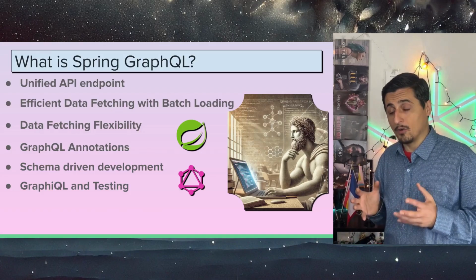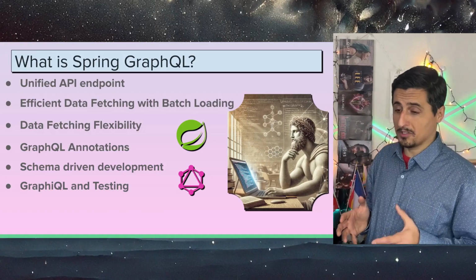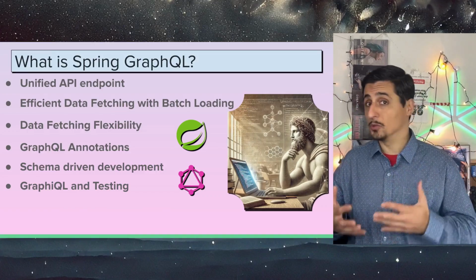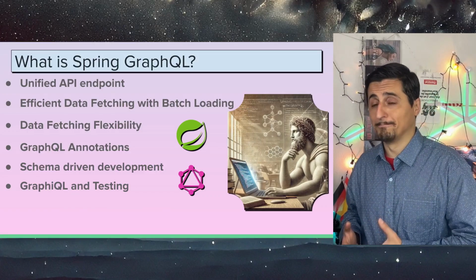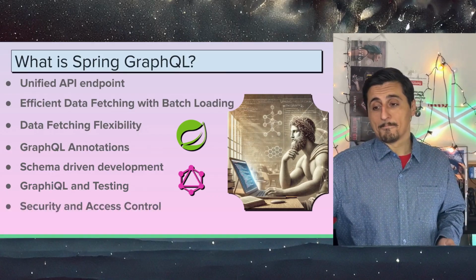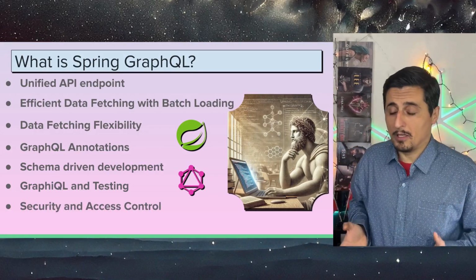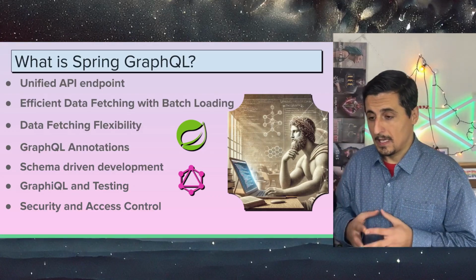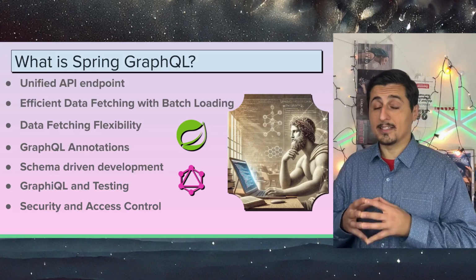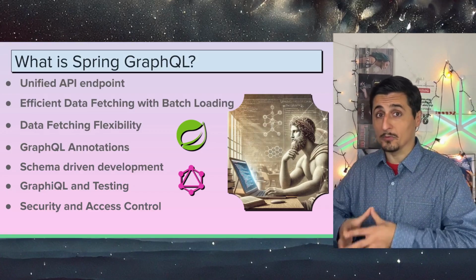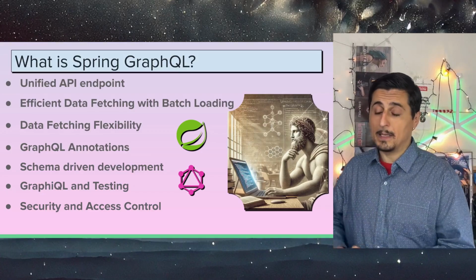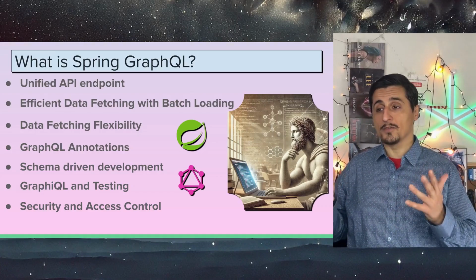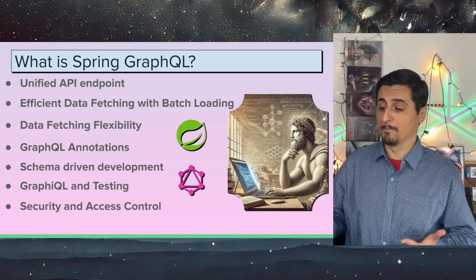GraphQL provides a GraphiQL out of the box for testing. And we also have testing tools available in Spring GraphQL. Spring GraphQL also provides security and access control for our applications. It does not mean that we necessarily have to go there in this presentation. In fact, we will not be doing that. But we will have a look at all of the rest of these features provided by Spring GraphQL.